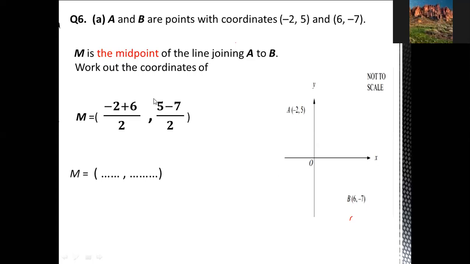7 is negative, so simply you can just apply keep, flip, change, can't you? It's the same. If you write 5 minus 7 or 5 plus -7, isn't it the same? It is the same. That's right. I didn't find the difference; I've just been adding the numbers. Is that clear? So -2 plus 6, and the answer would be 2 and -1. Thank you, Jude. You did a great job so far.